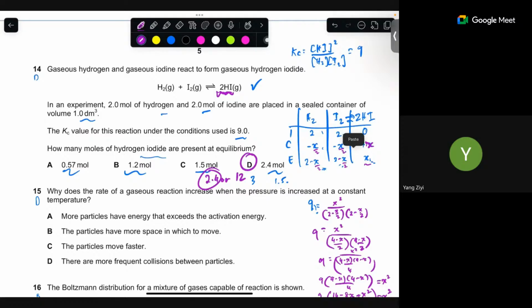So the hydrogen iodide. Okay. So I'm using X as representing 2. Yeah. Now let's move on.